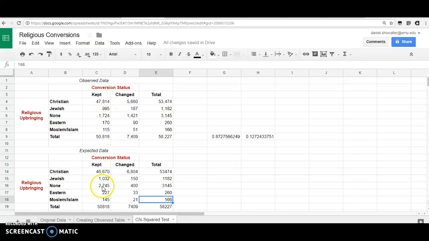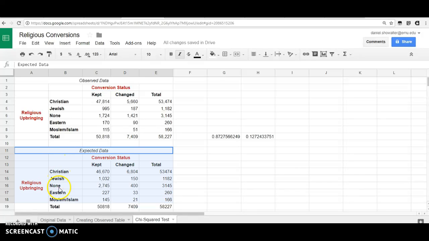So we saw this group of people converting at a much higher rate than the other groups. Eastern, also, we would have expected the number that kept theirs to be a little higher than it was. And Muslims, same thing, a little bit higher would have been expected. In other words, more Muslims converted to another religion than we would have expected if religion had nothing to do with the conversion rates.